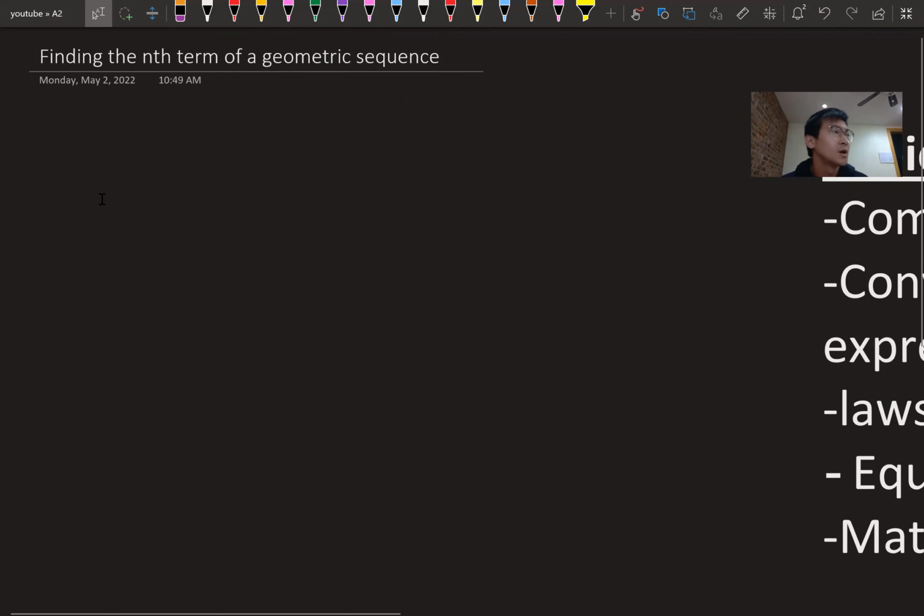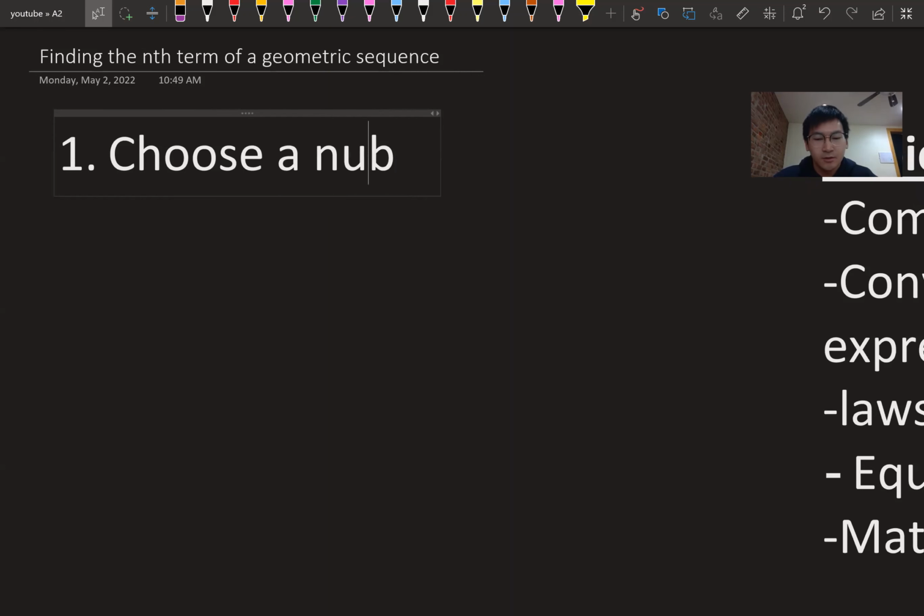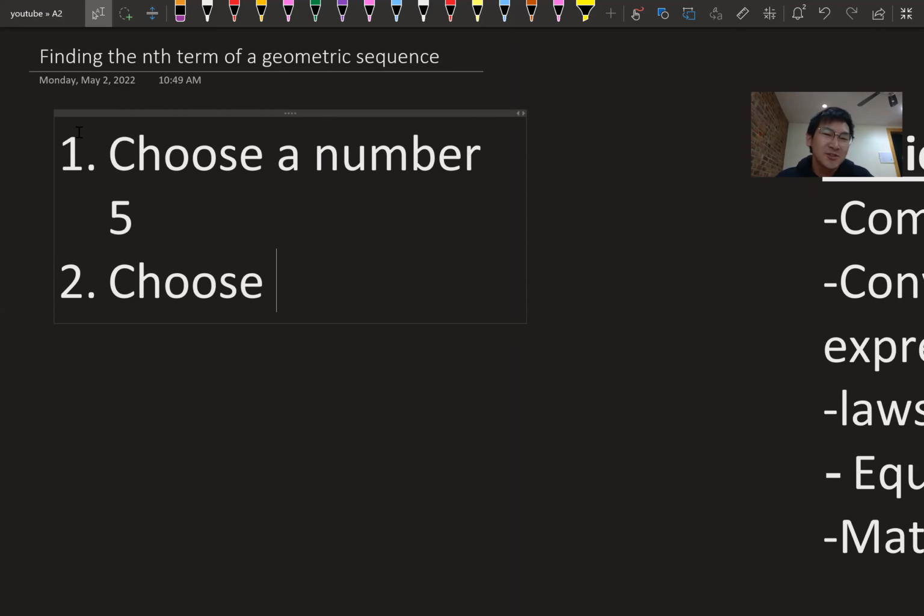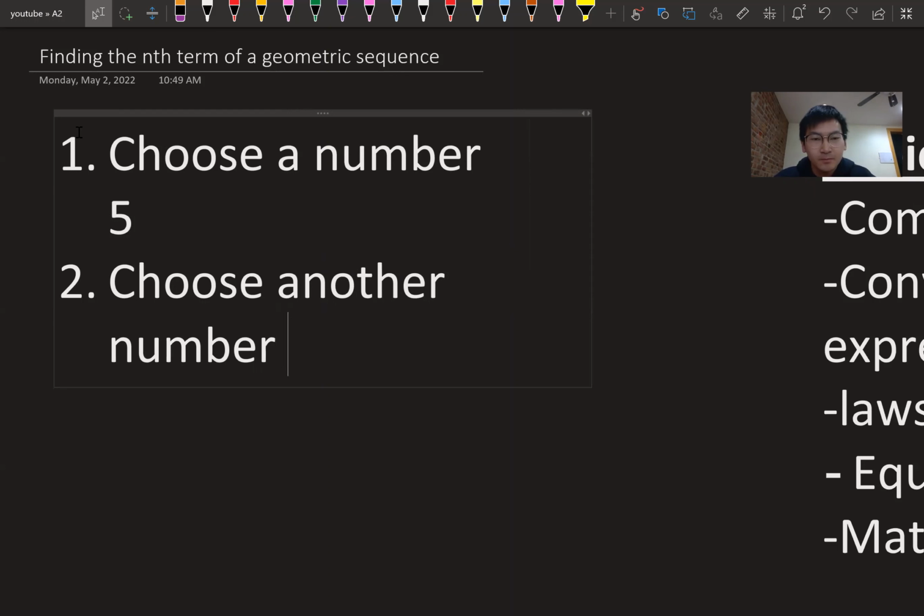So first, what you want to do is choose a number. Write that one down, choose a number. Here I'm going to choose 5. And then choose another number, so let me say here 2. Let's keep it easy.